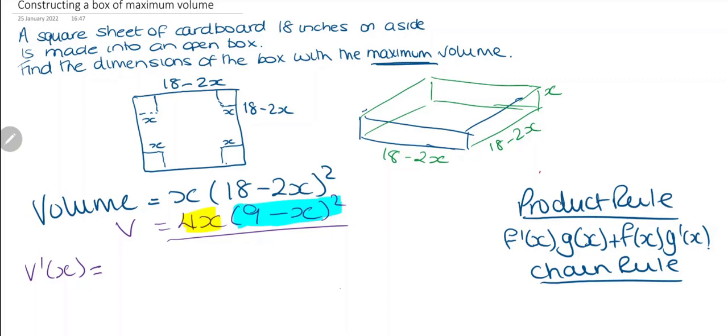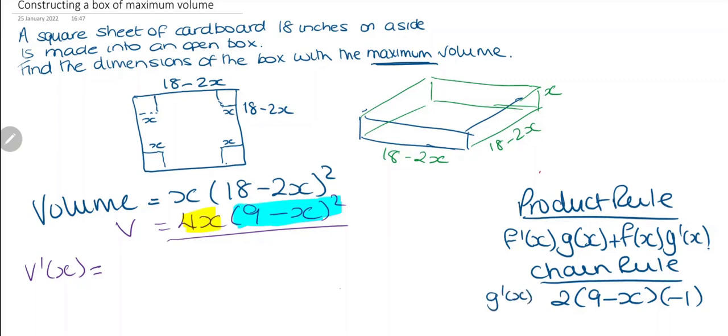So we take our power and write it in front, so we'll have 2 multiplied by the inside term, which stays the same, but we subtract 1 from the exponent, so this will be 1. Then we multiply that by the derivative of the inside, which is going to be negative 1. So this is our g prime of x.